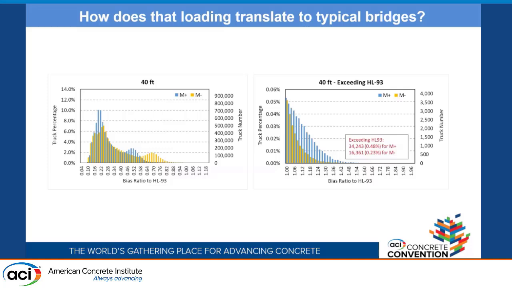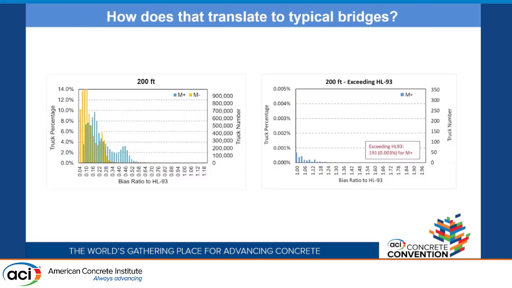So what that means is if I'm on an approach bridge that's leading up to this longer span bridge, in 1 year, the design load is being exceeded 34,000 times.